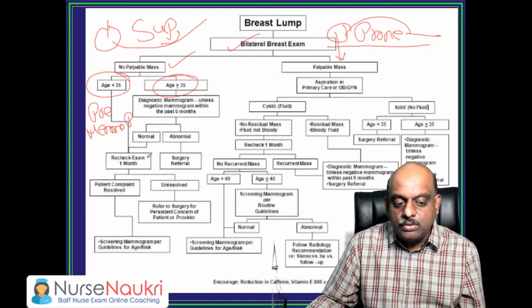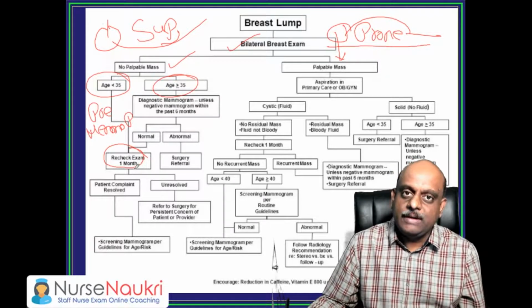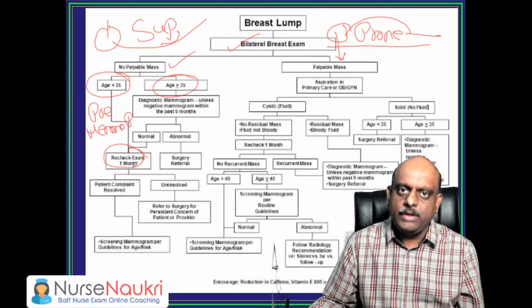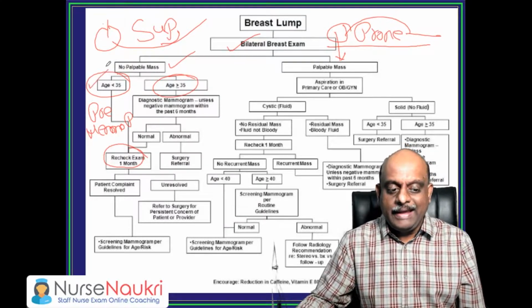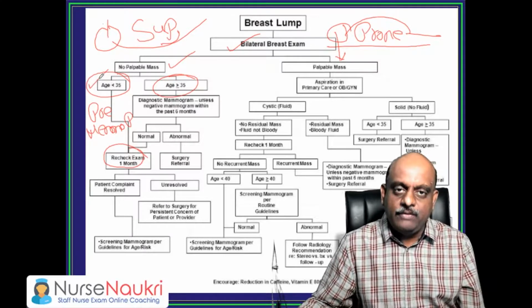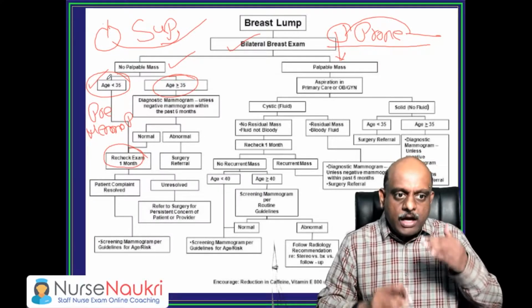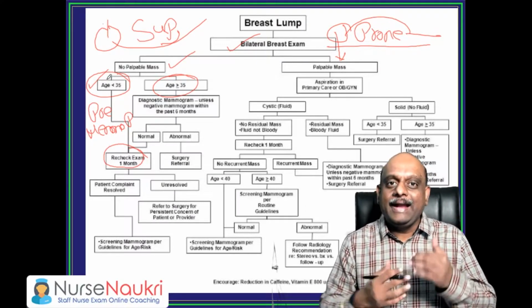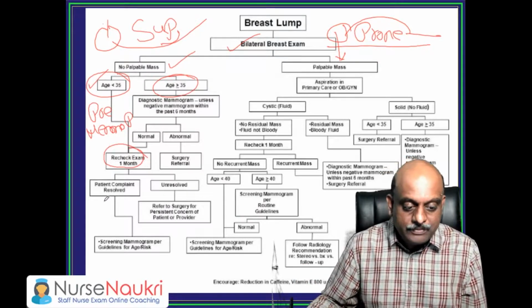You need to tell her that you can recheck, you can come for a recheck of exam 1 month later. Because finding palpable masses in the breast is not uncommon in the age less than 35. When a woman is having regular menstruation, then there are hormonal changes that keep happening and that can bring few masses which will disappear. So 1 month ke baad.